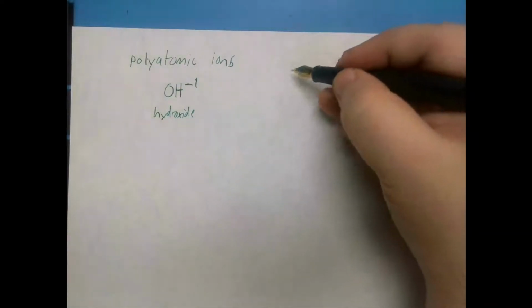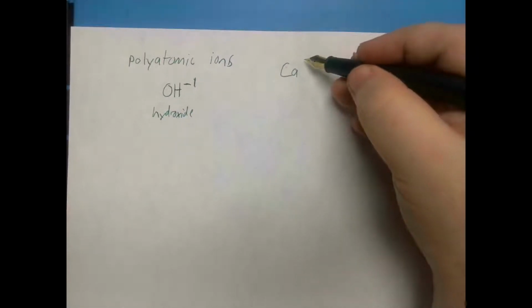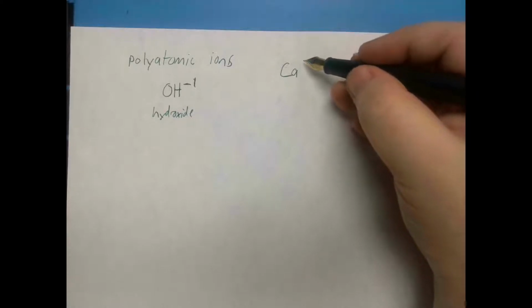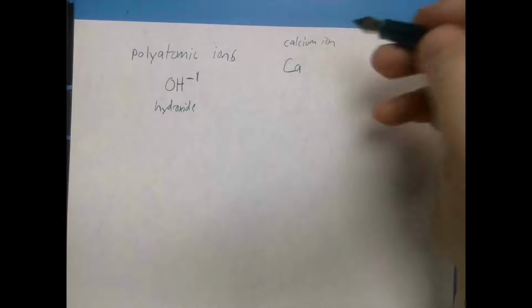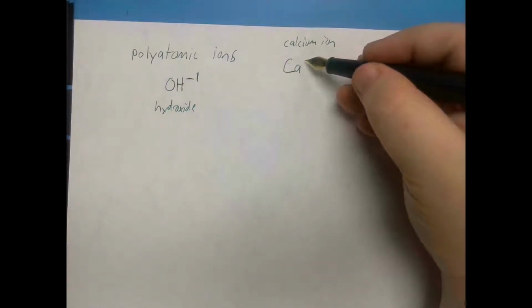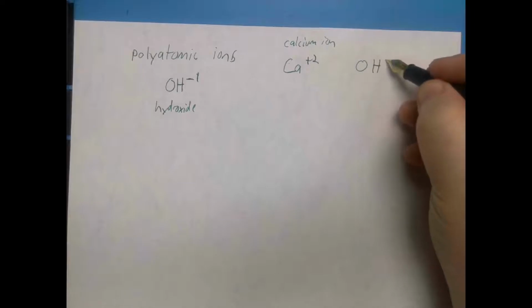So, what is the charge of calcium? Look at your periodic table. What is the charge on calcium? What about calcium ion? Ca, what charge would it be? What's the charge when it becomes an ion? +2. And hydroxide is OH negative.